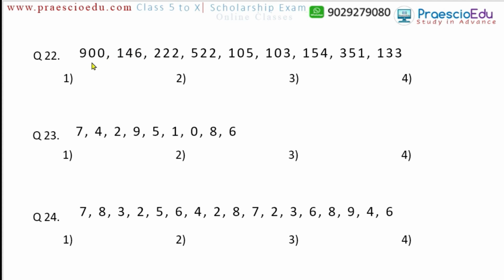So first we will check the divisibility by 3. We know the divisibility by 3 means all the digits have to be added, and this sum should be a multiple of 3, or we can say in the table of 3. So 9 plus 0 plus 0, 9 comes, so 9 is divisible by 3, so this number can be. Then 1 plus 4 is 5, 5 plus 6 is 11, cannot be divisible by 3. Then 2 plus 2 plus 2 is 6, 6 is divisible by 3, so this number can be. Then 5 plus 2 plus 2, 9 comes, so 9 is divisible by 3. Then 1 plus 5 is 6, it can be.